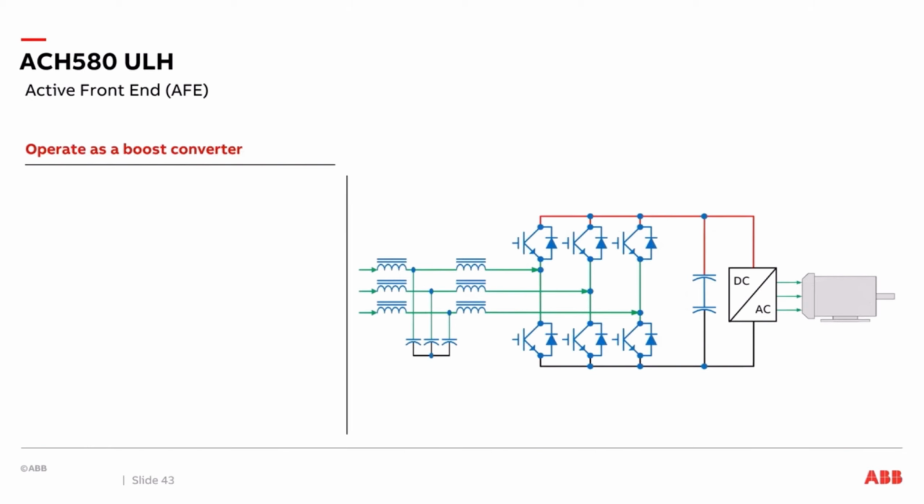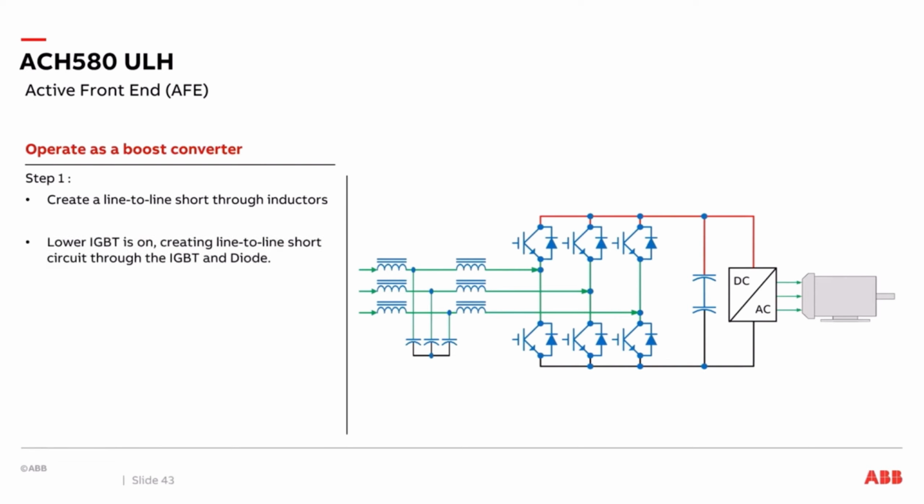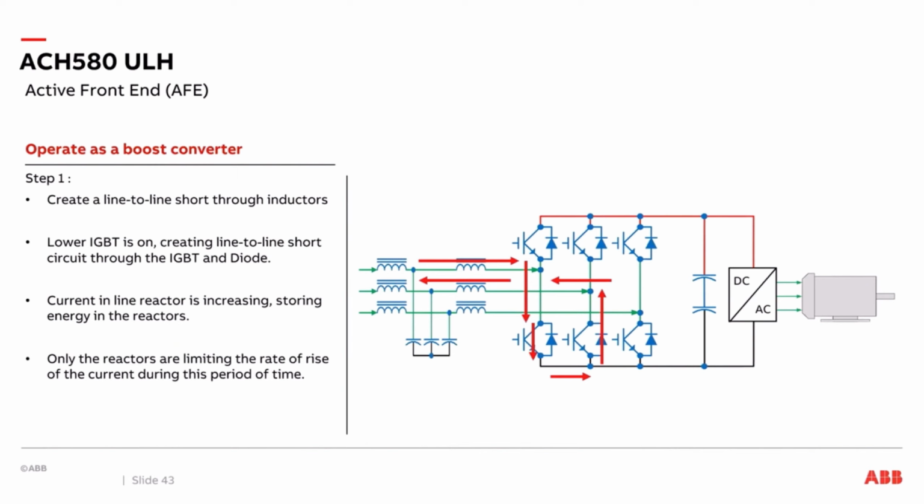To answer the question of how the active front end creates a higher voltage to charge the cap bank up, the active front end acts like a boost converter. Step 1 of a boost converter is to create a line-to-line short through the inductors. The lower IGBT is turned on, creating a line-to-line short through the IGBT and up through the diode between the top 2 phases. The current in the reactors is increasing, storing the energy in the reactors. Only the reactors are limiting the rate of rise of current during this period of time. So we cannot keep the IGBTs on for too long, and during this time we are storing energy in the 2 line reactors.